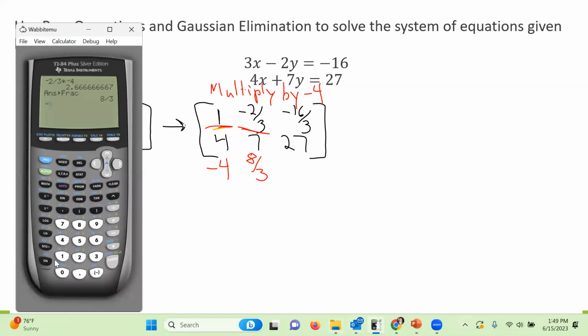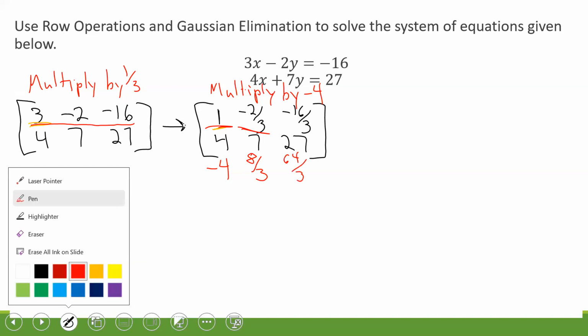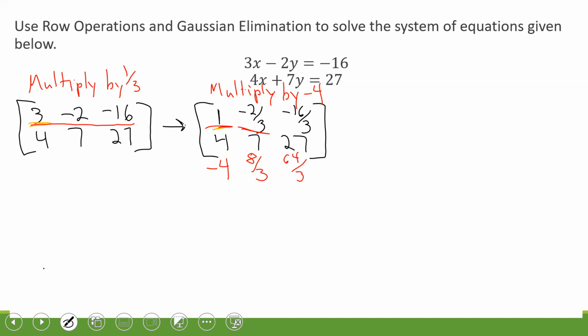So here we'll do -16/3 times the -4. In this case, we get 21.3 repeating. Again, we'll change that into a decimal. It becomes 64/3. Okay, so this is 64/3. All right, and then what I'm going to do is add each of those numbers entry by entry to the corresponding entry in the bottom row.